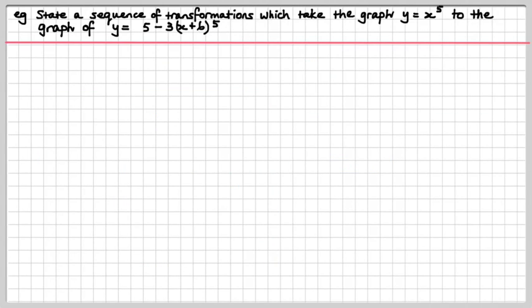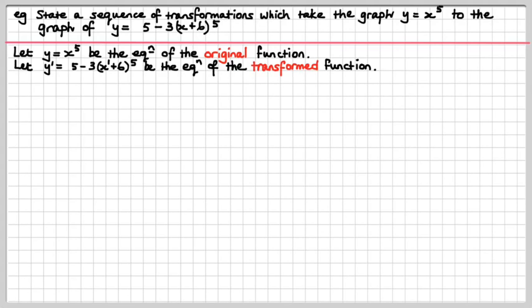Now, what's this? This one is state a sequence of transformations which would take the graph of y equals x to the 5 to the graph of that. Well, this is what I call a backwards calculation, because they give you the start, they give you the finish, and then you have to work backwards to the steps. Now, you watch the slight difference with which I treat the key to everything in this calculation compared to the previous one. So y equals x to the 5, that's the equation of the original function. Y dashed equals this thing here. I'll put dashes in for y and x to denote that this is the transformed function.